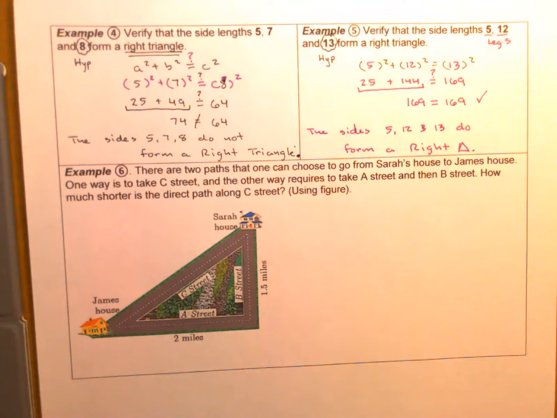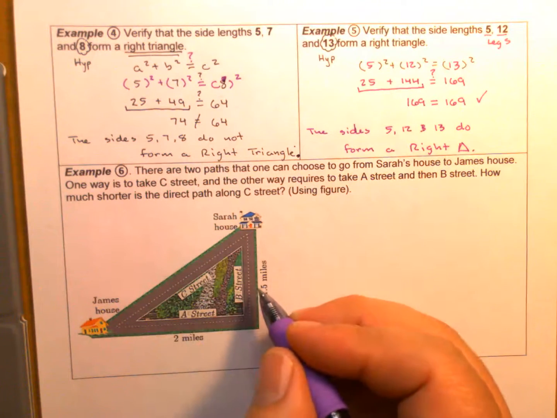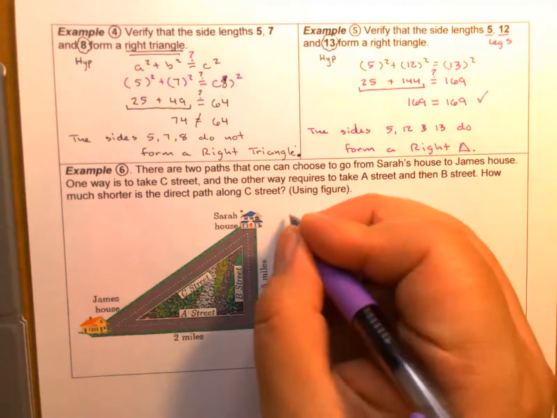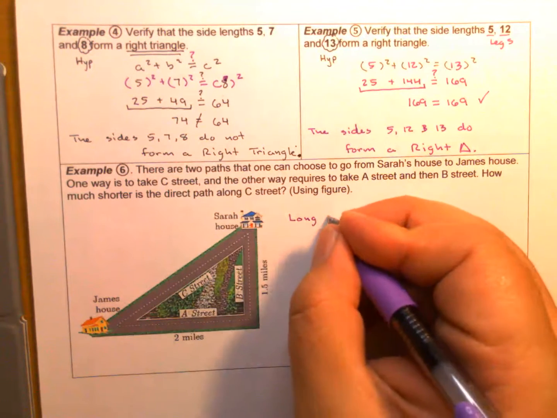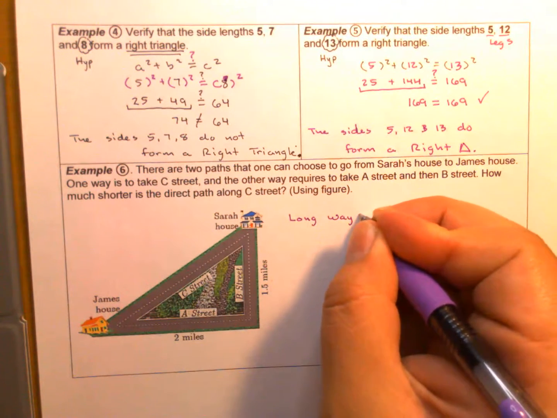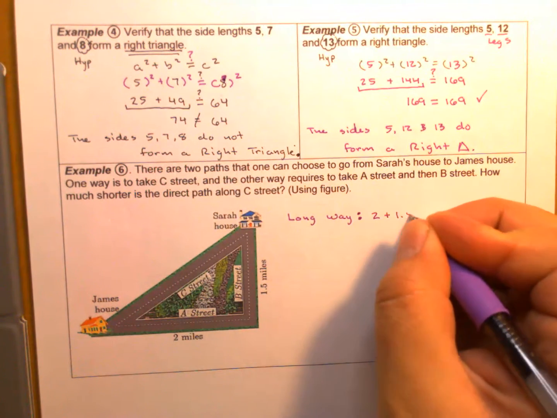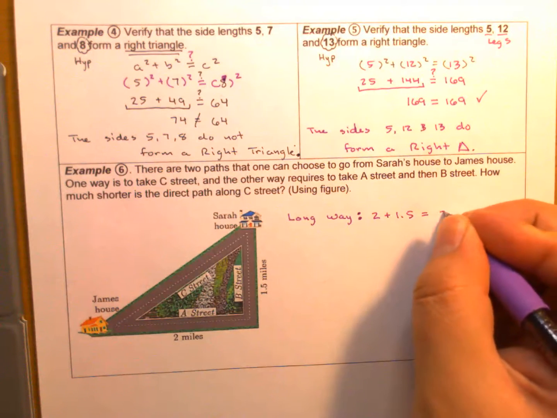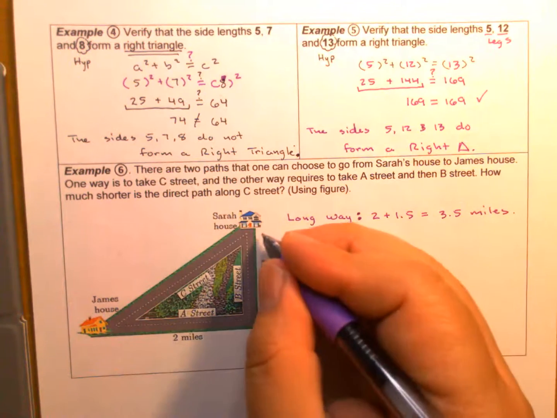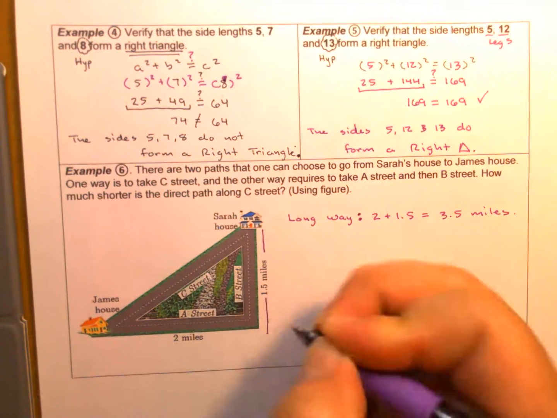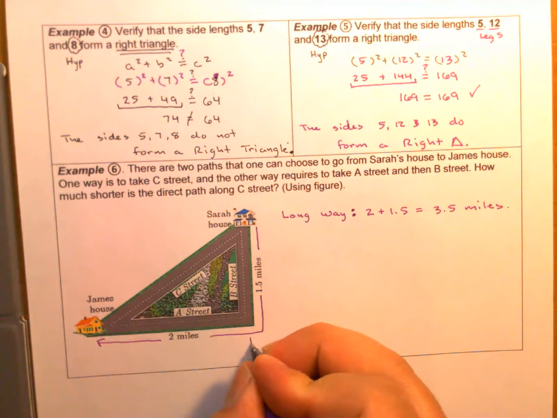All right, well, there's 2 paths, right? There's the direct, and then there's the long way around, A and B Street. Well, let's find that one. So the long way, which is the A, B Street here, well, all I have to do to figure out that distance is add 2 plus 1.5. So that's a total distance of 3.5 miles. All right. So that's if we go the long way, right? That means we went this way, made a turn, and then ended up at James' house. So this was the long way.